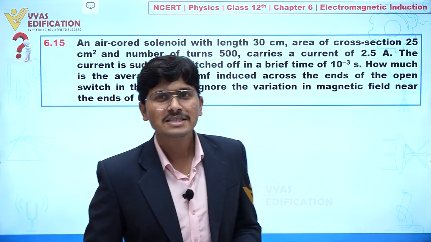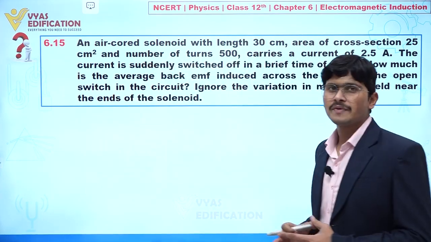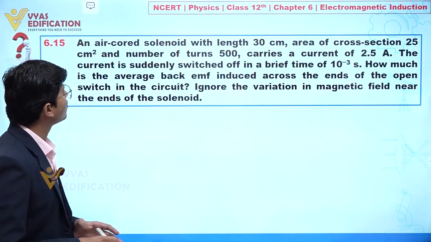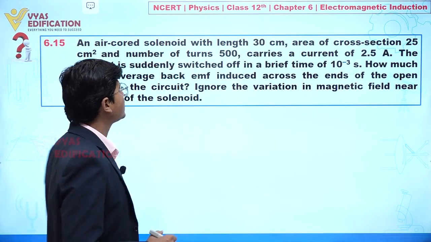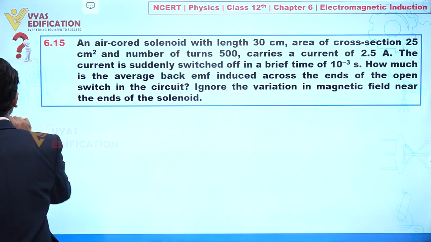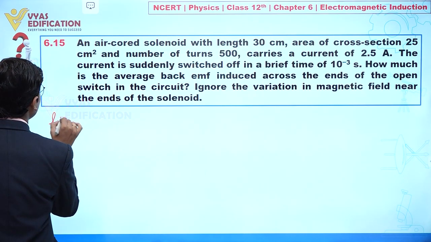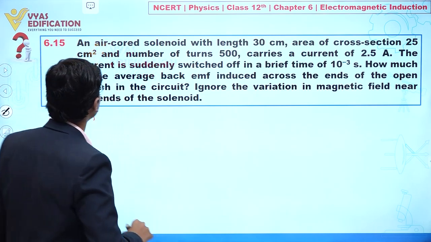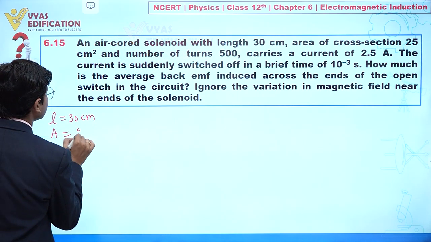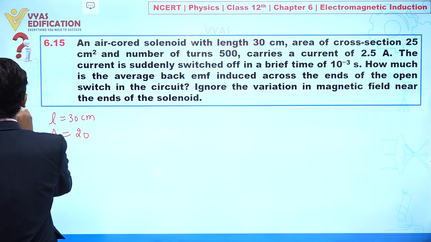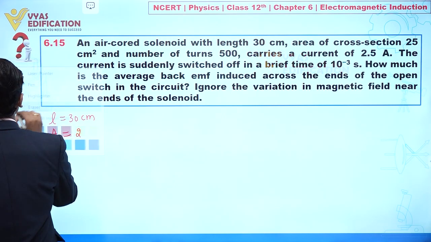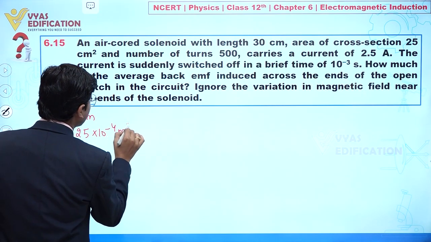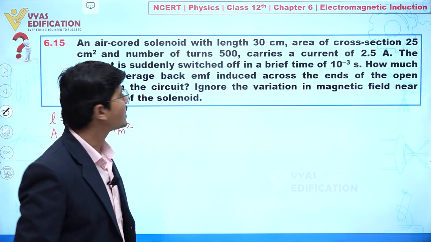Now we are going to discuss question number 6.15. In this question, you are given an air core solenoid with length 30 centimeter. So the length of this air core solenoid is L equal to 30 centimeter. Find the area of cross section. The area of cross section is 25 centimeter square, which is equal to 25 into 10 to the power minus 4 meter square.